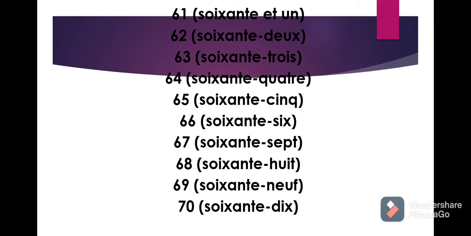Now from here the counting becomes a little different. 20 is known as vingt, 30 was trente, 40 was quarante, 50 was cinquante, 60 was soixante. But 70 doesn't have any special word for itself. How do we form 70 then? 60 plus 10 gives me 70. Now 60 is soixante and 10 is dix. Then 70 is written as soixante-dix.